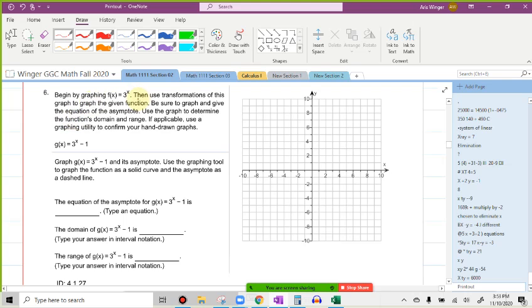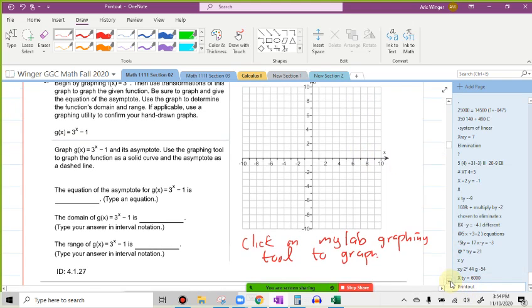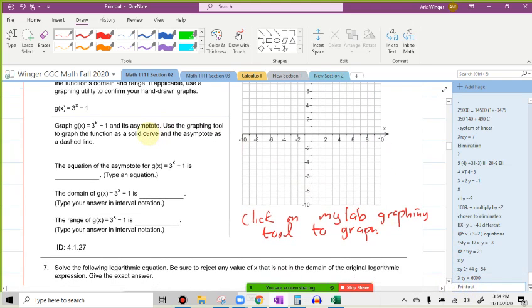Here, graphing problem. Begin by graphing 3 to the x, then use the transformation of this graph to graph the function. Be sure to graph and give the equation of the asymptote. So the thing you want to do is click on the My Math Lab button, graphing tool, to graph. Our job here is to give it the asymptote, and you're going to have to draw a horizontal line.